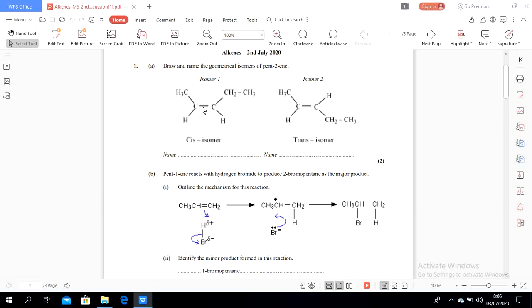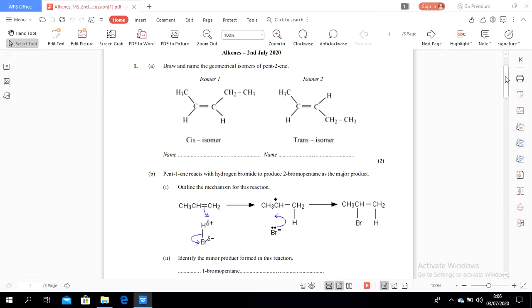And then the name: because the hydrogen atoms are located horizontally, on both sides, left and right of the carbon-carbon double bond, this structure, this isomer, is called cis-pent-2-ene, while this one is called trans-pent-2-ene.